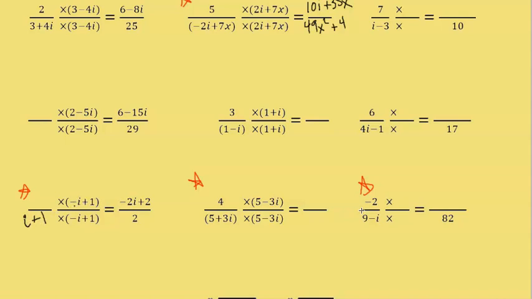Now, to get from here to here, it looks like we multiplied by a 2. 2 times negative I is negative 2I. 2 times 1 is 2. So that's what we would put here. And again, you could simplify this down to 1 minus I over 1.